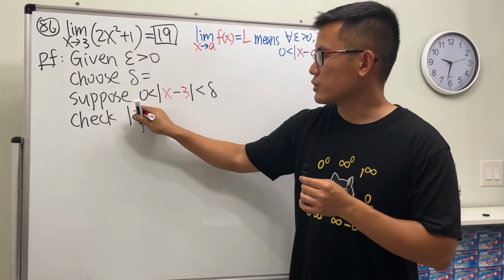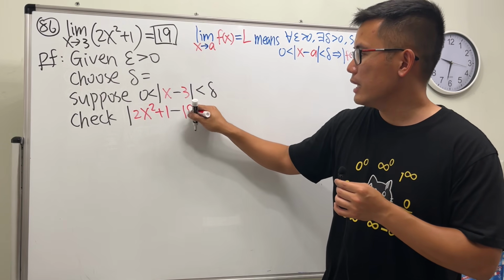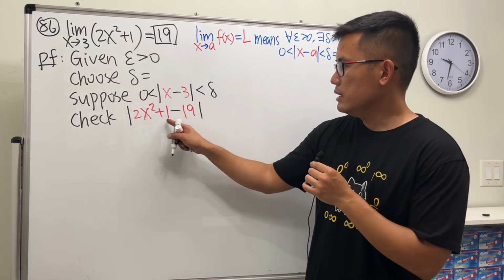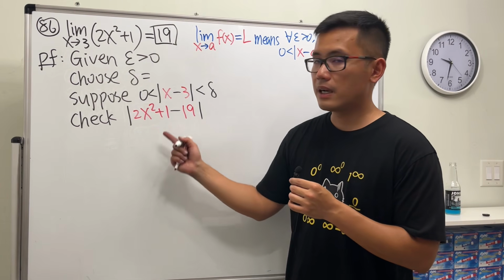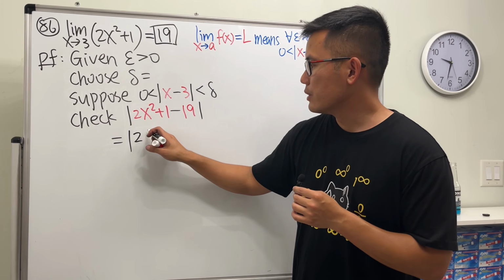Absolute value of the function 2x squared plus 1 minus the limit, which is 19. Alright, here we go. This minus that is minus 18, and then we can factor out 2. So this right here is 2.